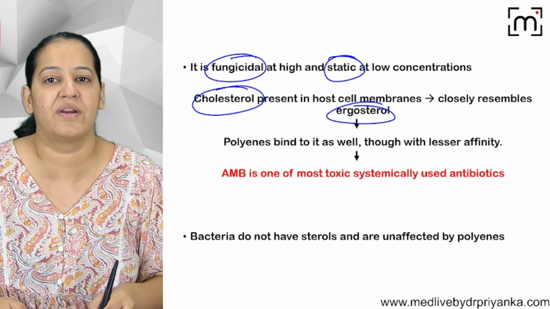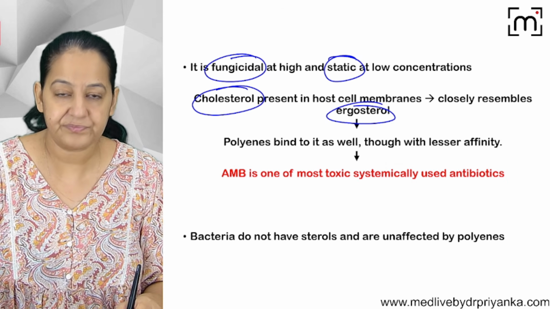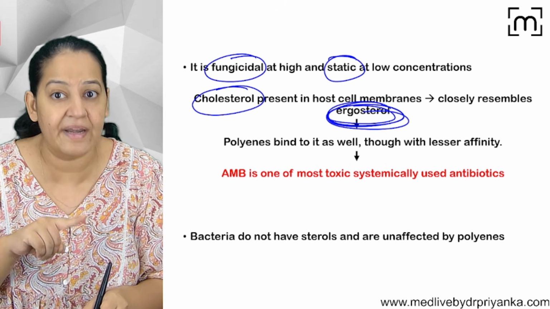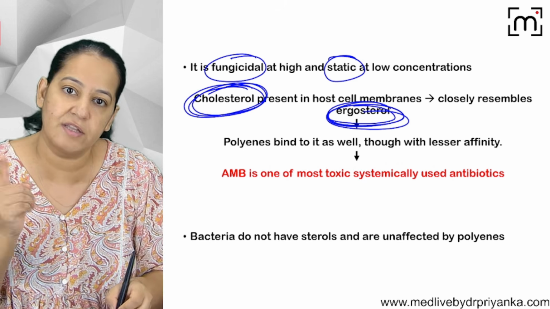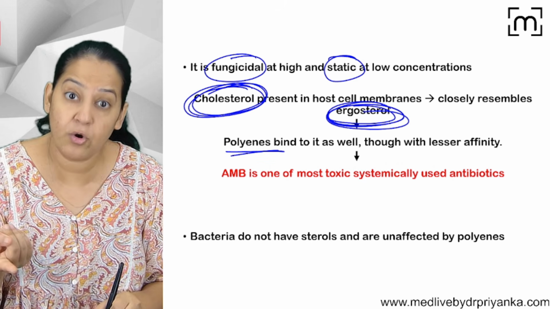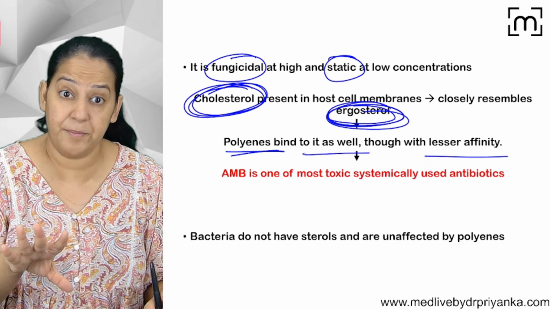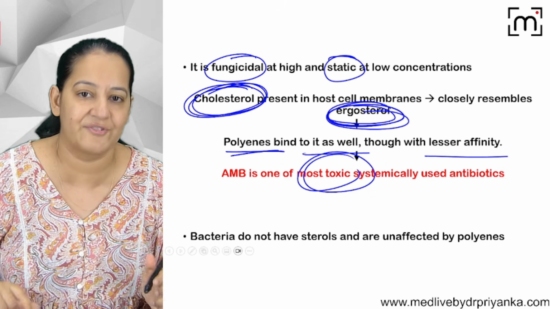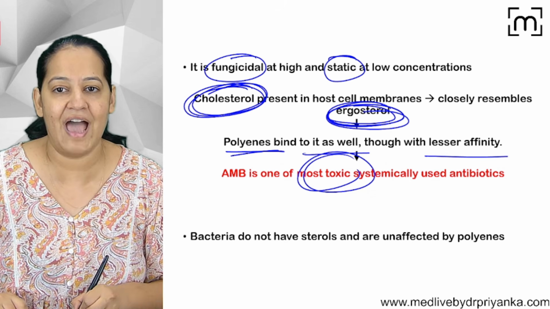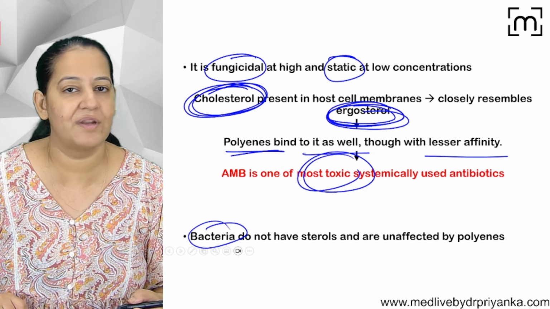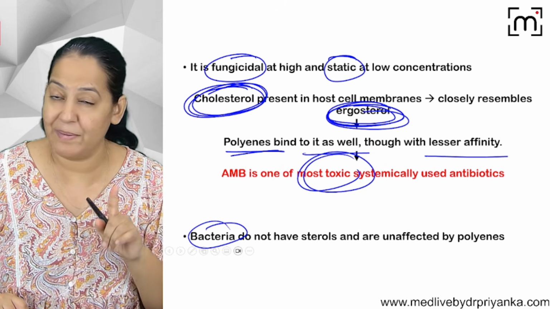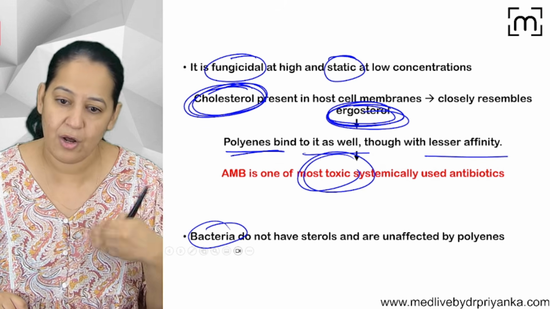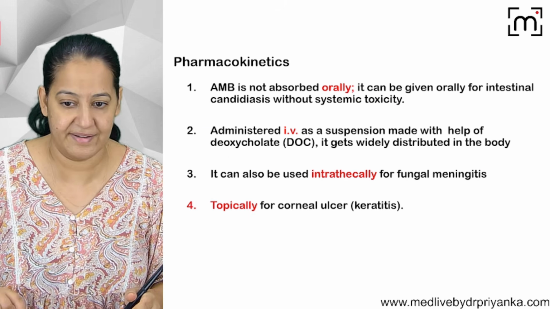So the same thing is written here. You can see ergosterol, which is present in the fungus cell membrane, closely resembles the cholesterol present in the human cell. That's why polyenes bind with the cholesterol as well, although with less affinity, but it binds. And that's why it shows toxicity. It is one of the most toxic antifungal drugs. But bacteria don't have cholesterol or ergosterol in their cell membrane. So Amphotericin B or polyenes have no effect on bacteria. They have effect on the human cell or fungal cell.